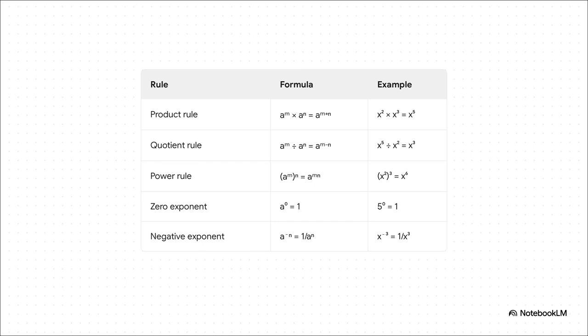And check out the zero exponent rule. This is a fun one. It's a universal truth in math. Anything at all to the power of 0 is always 1. Always. These rules are your best friends. They're shortcuts that make really complex problems way, way easier.